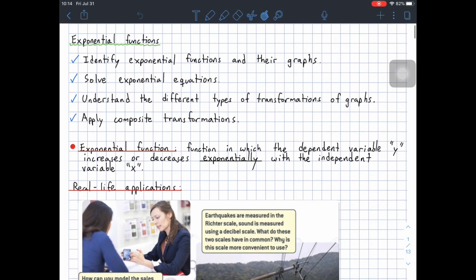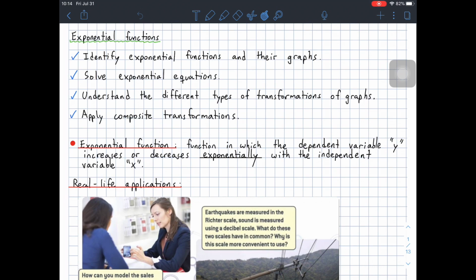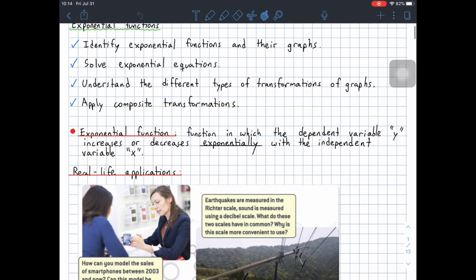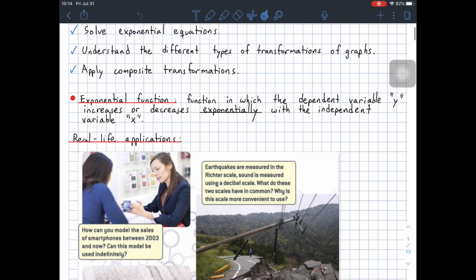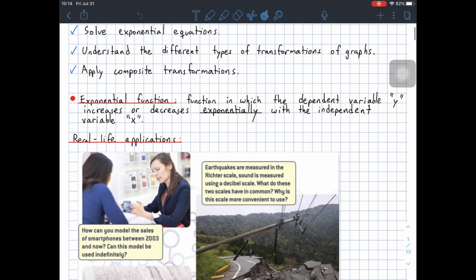Okay, so the objectives for today's class are: identify exponential functions and their graphs, solve exponential equations, understand the different types of transformation of graphs, and apply composite transformations. So this part about transformation is also a review from the topic we've seen in the first term, right? The different types of transformations. If you remember, translation, reflection, and stretch or compress are the different types of transformations we've seen.